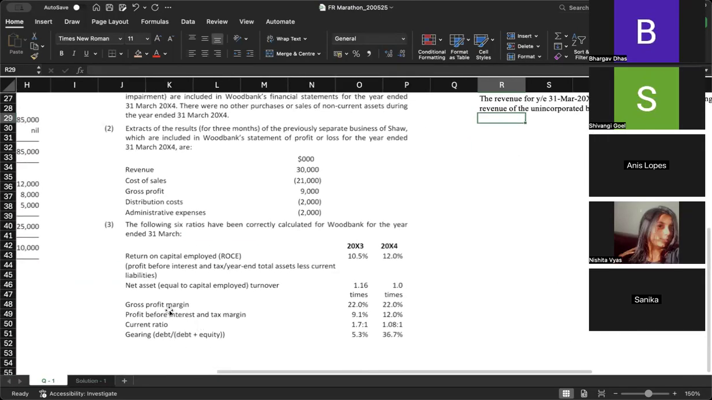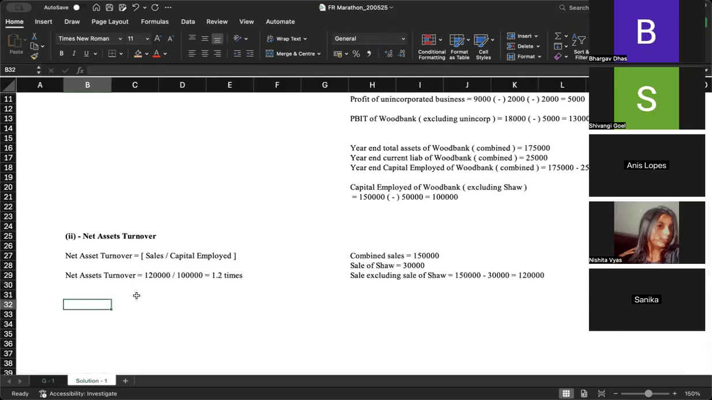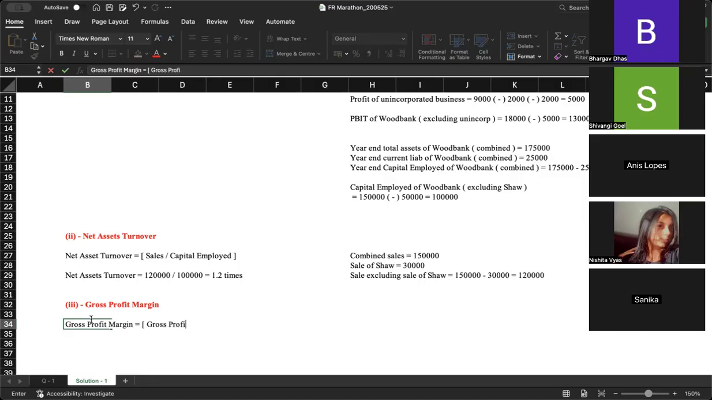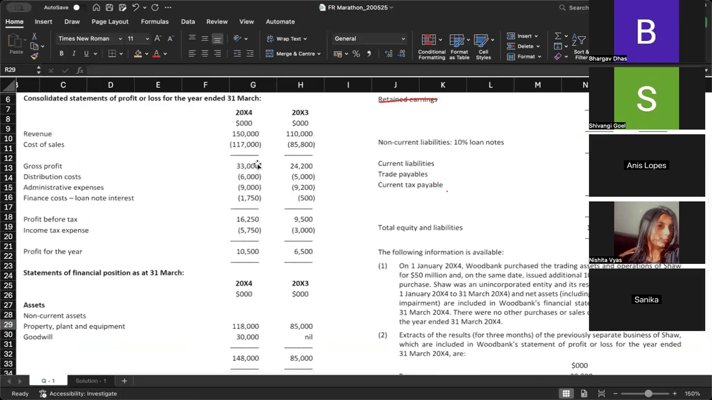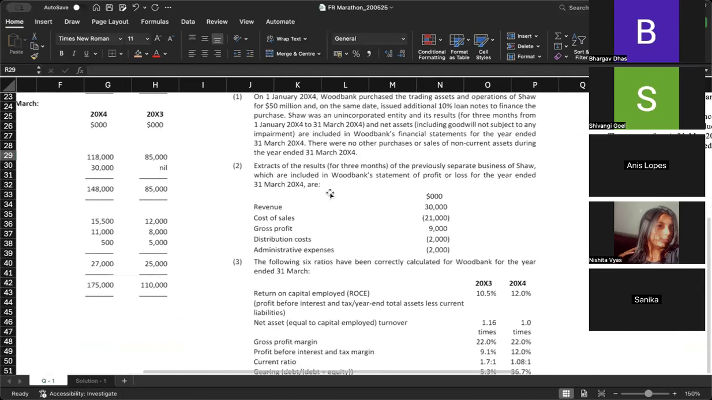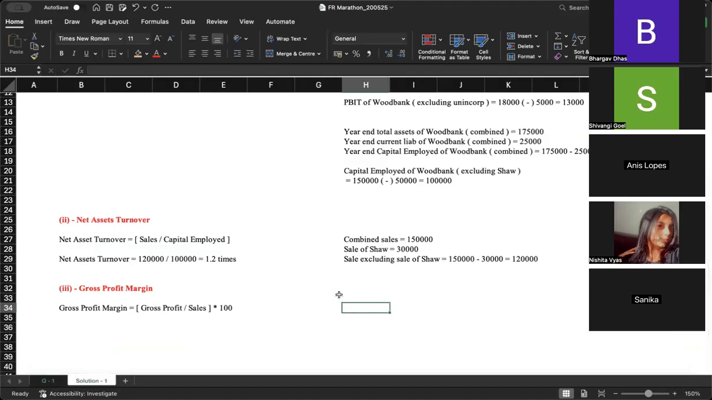Next one, gross profit margin. Gross profit margin is gross profit upon sales into 100. You have sales of this entity, but you don't have gross profit of the entity excluding Shaw. The combined gross profit is 33,000. Shaw's gross profit is 9,000. So 33 minus 9, that will be 24,000.